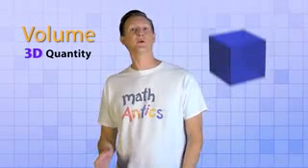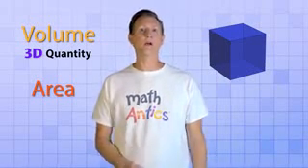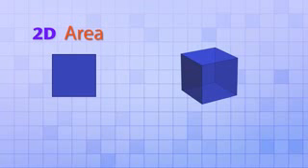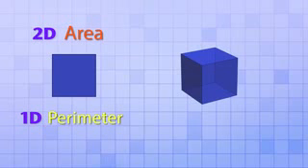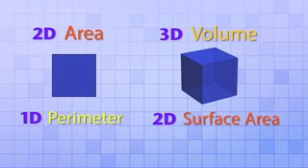Okay, so volume is a 3D quantity for measuring 3D objects. But since we've also talked a lot about area in this video, I want to point out that 3D objects also have a type of area that you don't want to confuse with volume. You might remember from our previous videos that 2D shapes have both a 2D quantity called area and a 1D quantity called perimeter. Well, in a similar way, 3D objects have both a 3D quantity called volume and a 2D quantity called surface area. Surface area is a lot like it sounds.